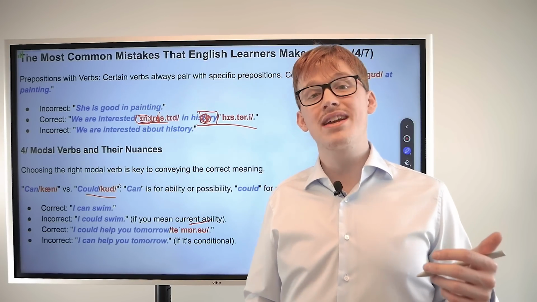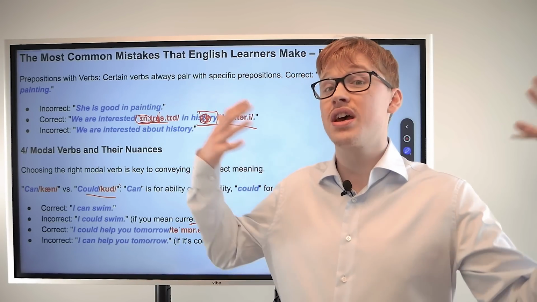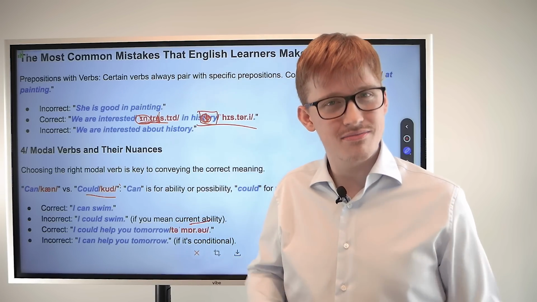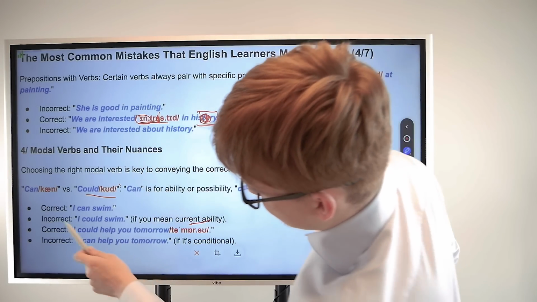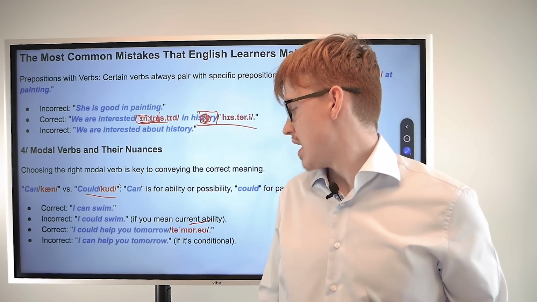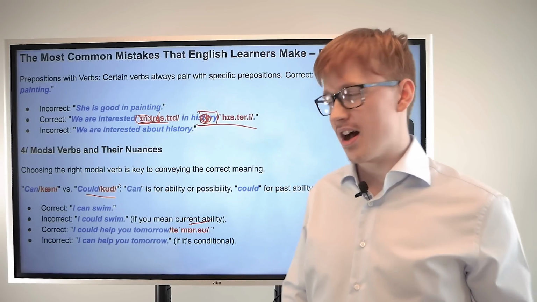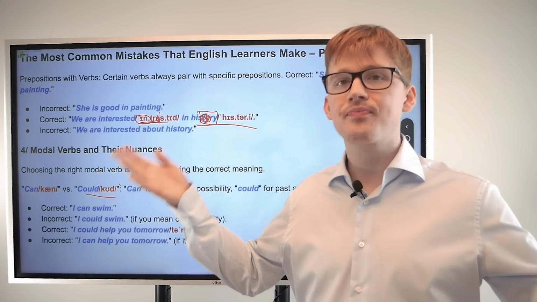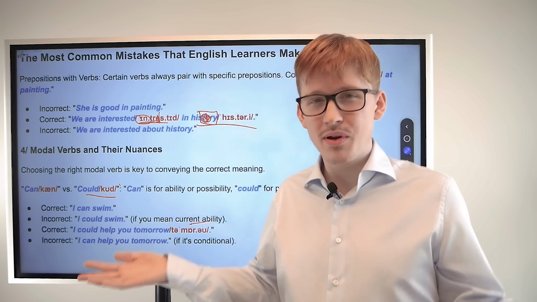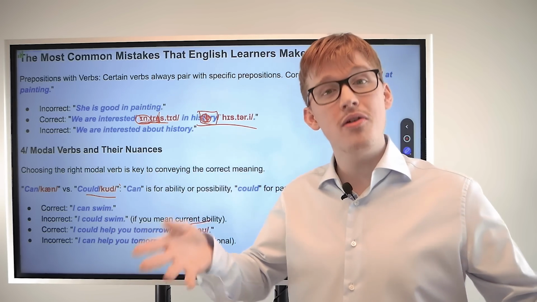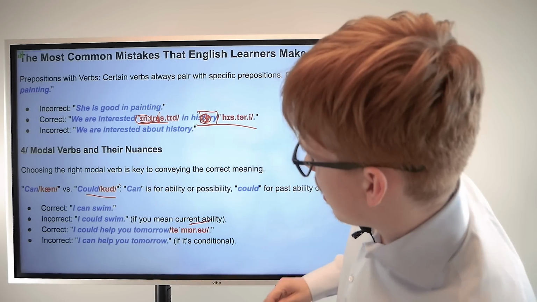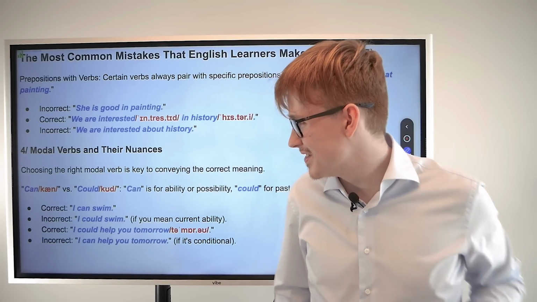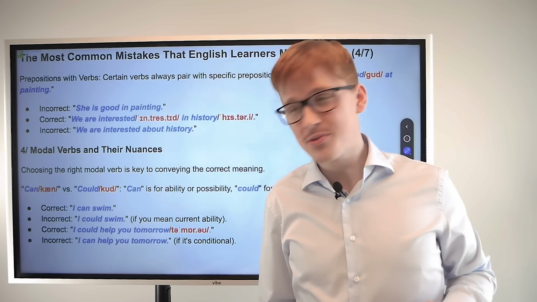It's also a polite way to offer something to someone. I could help you. I could do that. It's a softer way to say it than I can do that. You see? And an incorrect one is I can help you tomorrow, if it's a conditional thing. It's conditional if we're saying, if you need help tomorrow, I could help you. We wouldn't say I can. You see?